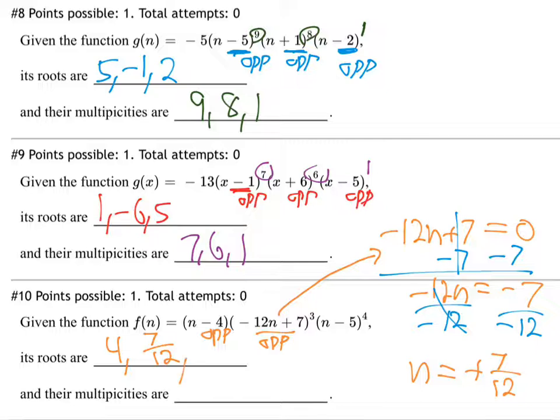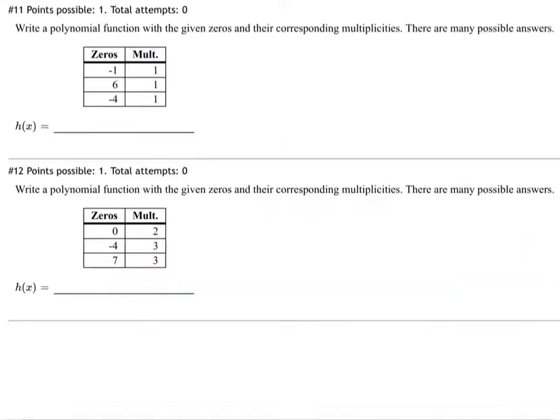And then what about the third one? The opposite of the third one is just 5, because that's what makes it 0. And the multiplicities, the powers, are 1 for the first one, and then 3, and then 4.